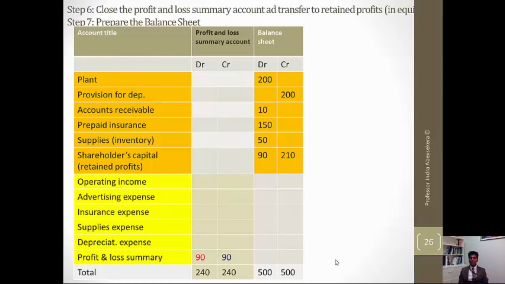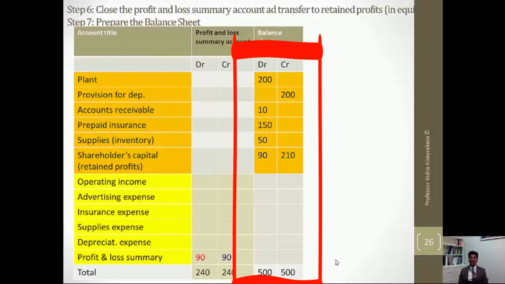Because revenue and expenses are part of shareholders' capital, part of equity. So we close those accounts because they are part of equity. Now the total under debit and total under credit should be equal. So in this instance, it is 500 and 500, and now we can prepare the balance sheet.